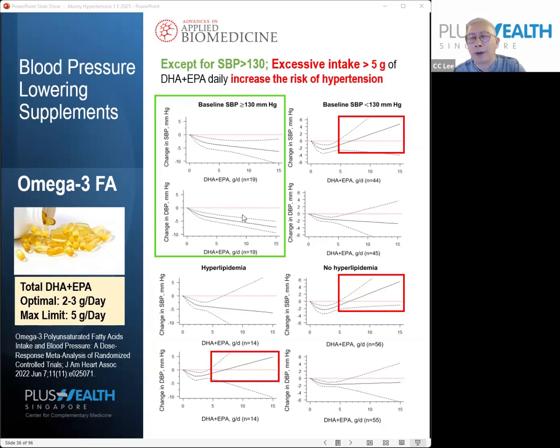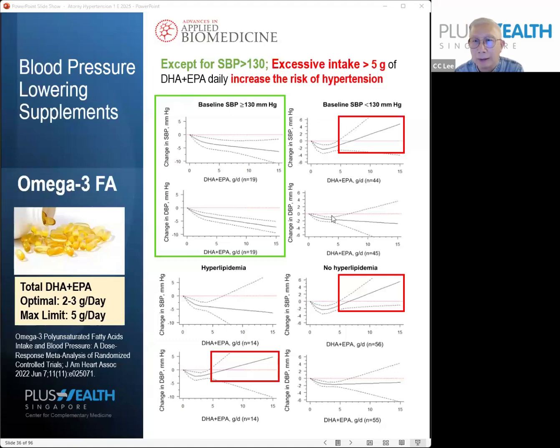But generally for most of us, there's no need for us to take more than 5 grams of fish oil a day, because more than that, in fact, it increases your blood pressure. It's not helping your blood pressure, right?